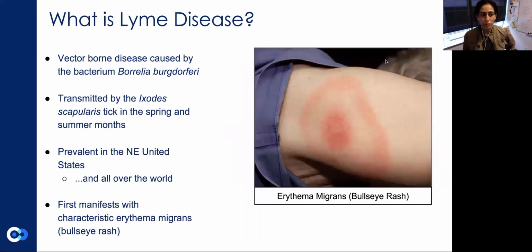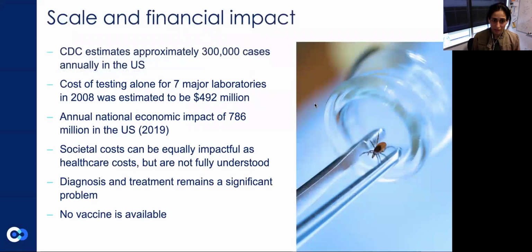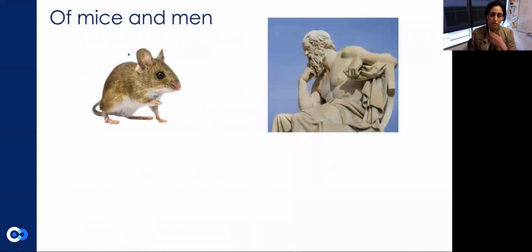Most of you would know that it manifests as a characteristic bullseye rash at the site of infection. This bullseye rash is also the site of the immune response. Let's skip over this. And so what are the challenges in studying Lyme disease?